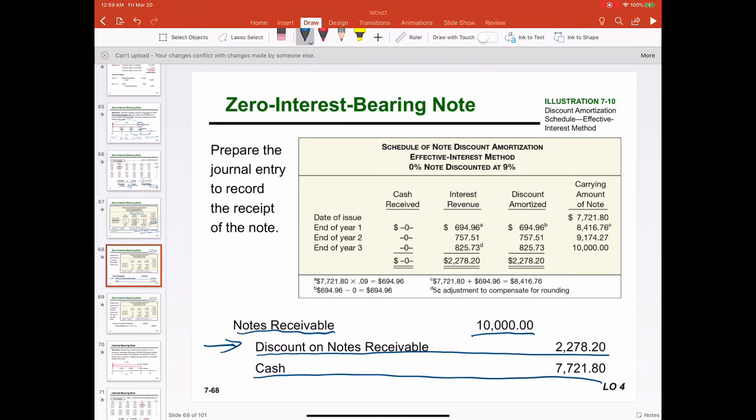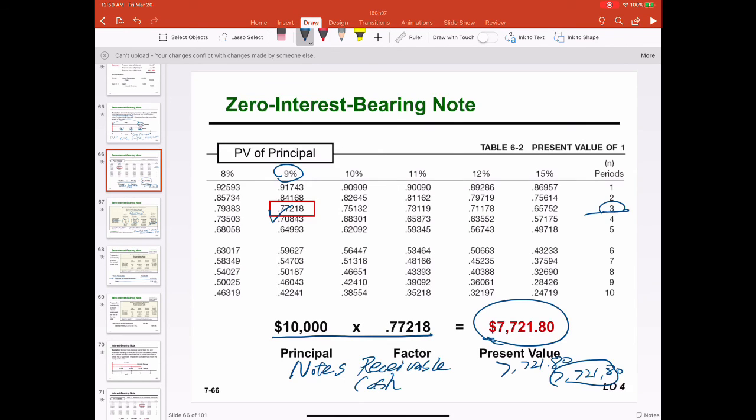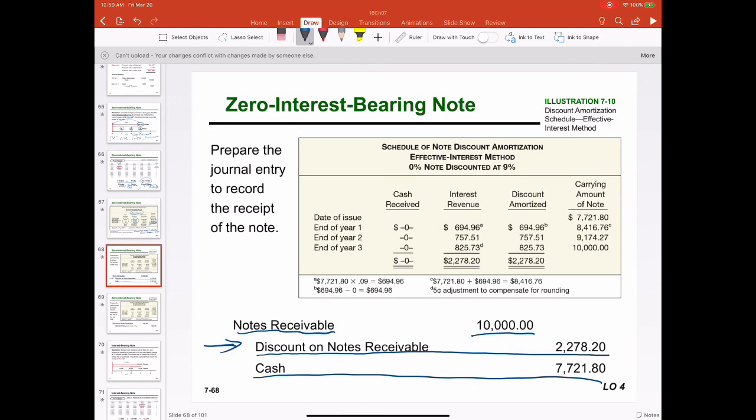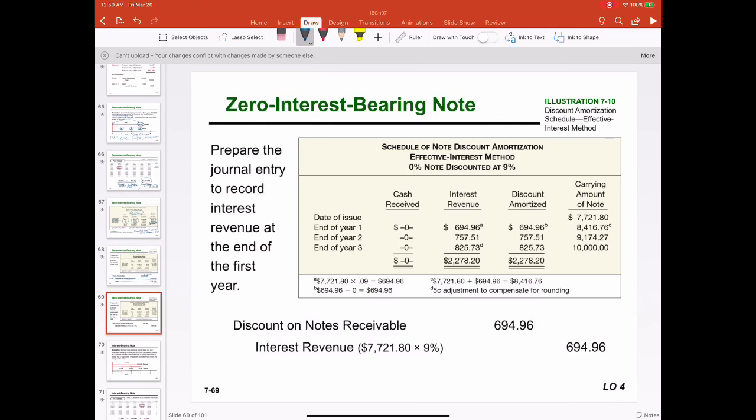So you can also just debit the number I wrote in the prior slide. Same. Okay, so the same. Yeah, so the net note receivable is actually 7,721.80, if we do not show the discount on notes receivable. So later on each year, debit discount, and credit revenue. Do the same thing for the next 3 years.